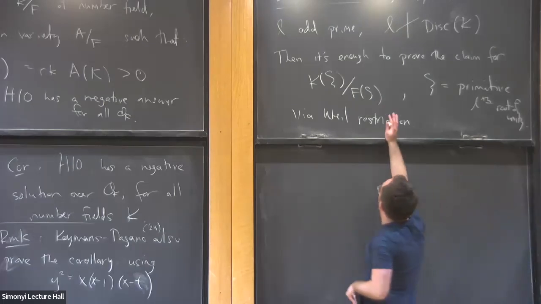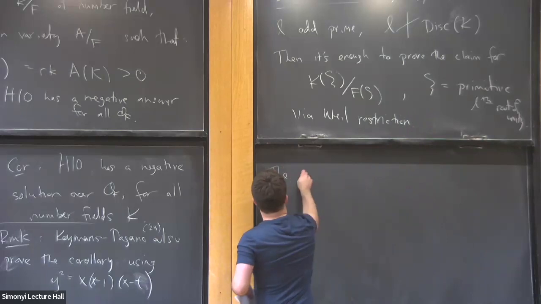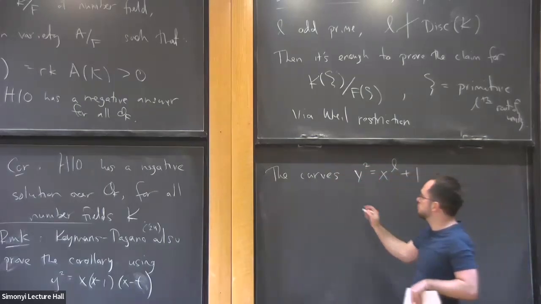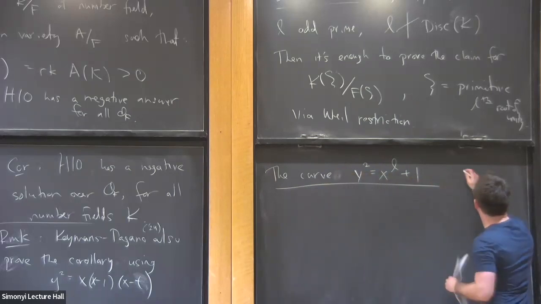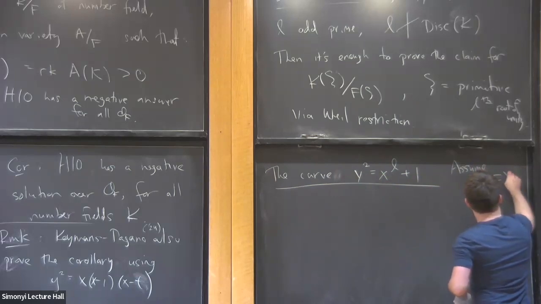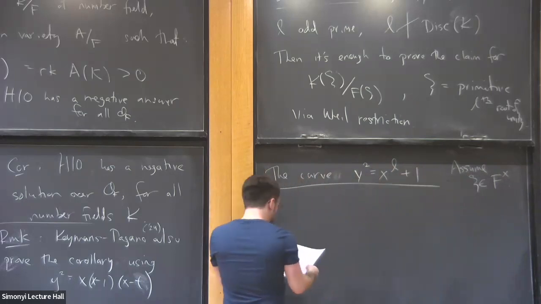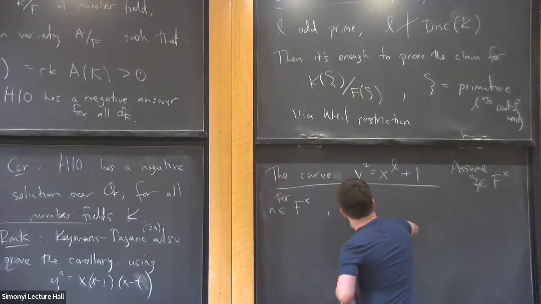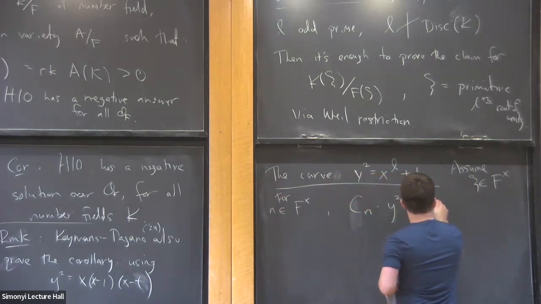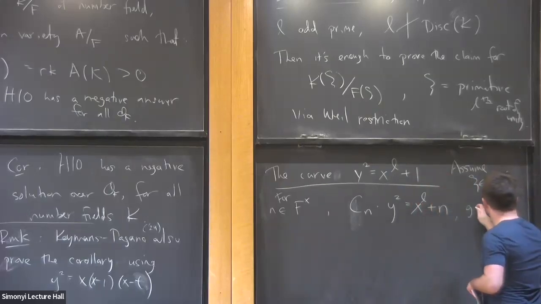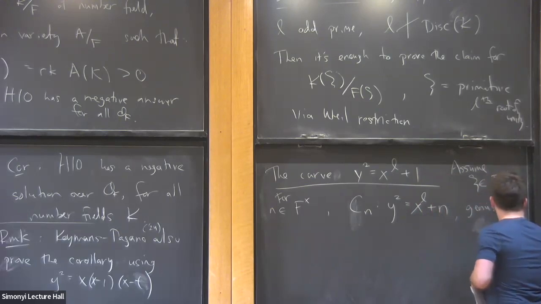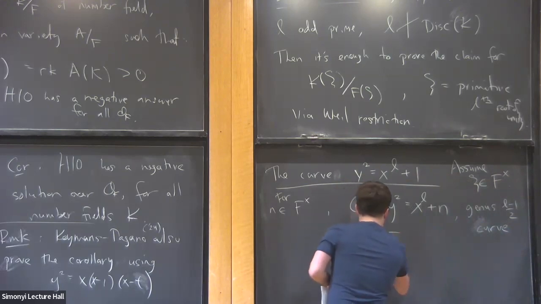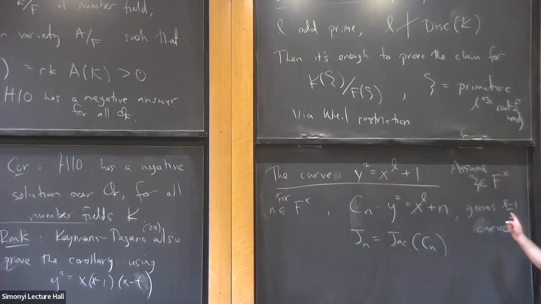Okay, so we choose such a prime L, and we're going to consider in our proof the hyperelliptic curve y squared equals x to the L plus 1 and all of its twists. From now on, I assume the primitive Lth root of unity is in my ground field. So what do I mean by its twists? Well, for any n in F, I can consider the curve C_n: y squared equals x to the L plus n. This is a hyperelliptic curve of genus g, where g is (L minus 1)/2. And I'll consider its Jacobian.